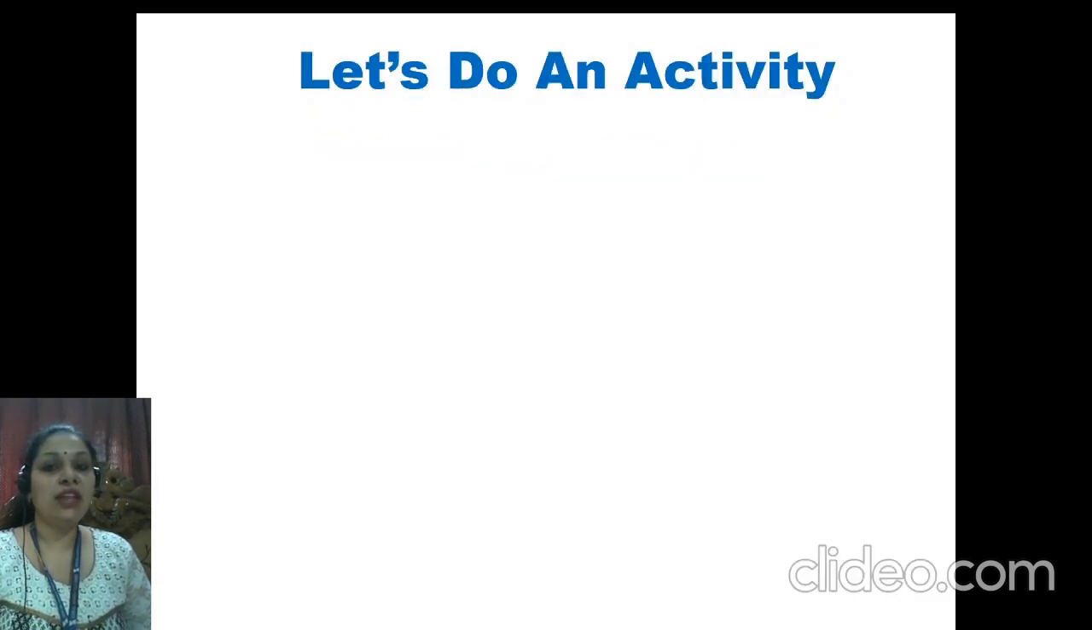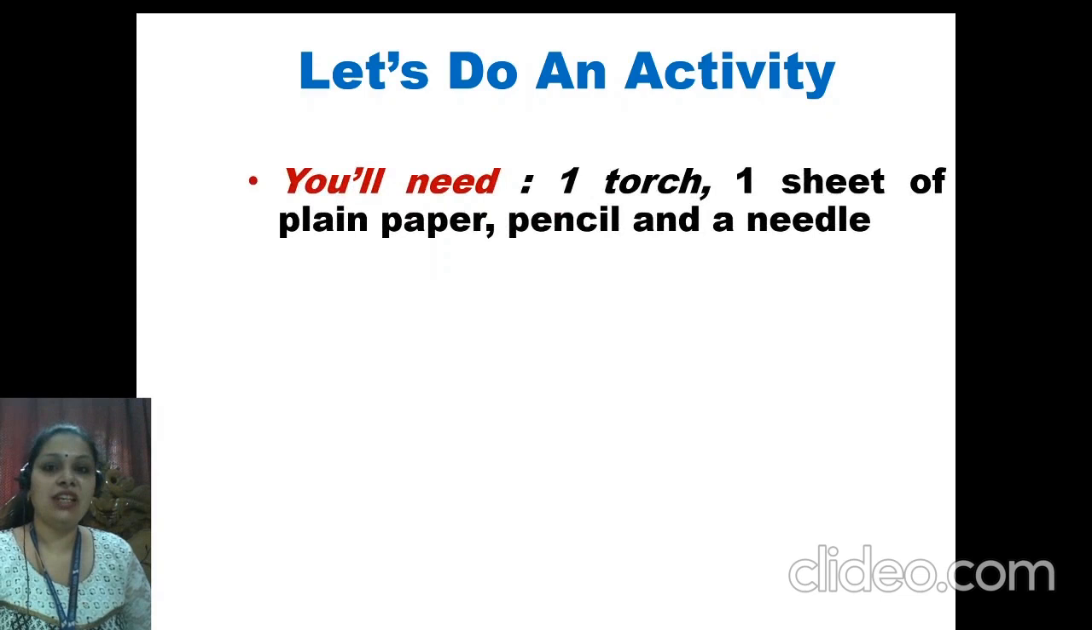Okay, so there is an activity for all of you. You have to do this activity. I am just telling you the steps. You have to do this at your home and then watch how it looks. Just try this activity at your home. You will need one torch, one sheet of plain paper, a pencil and a needle. So what do you require, students? You require a torch, a sheet of plain paper, a pencil and a needle. These are all things available at your home right now, so you can try this activity at your home today only.